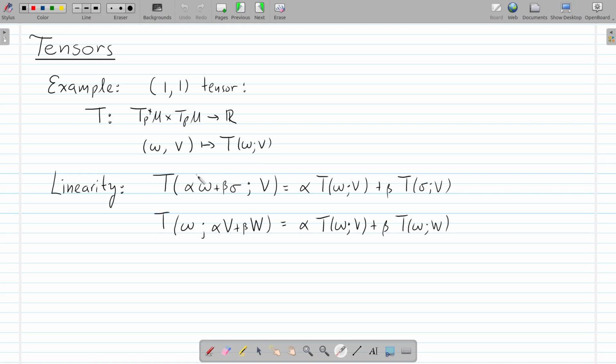The linearity of this map is defined by those two relations here. So when on the first slot we put the linear combination of any two one forms, omega and sigma, the right-hand side should be a linear combination of the actions of T on omega and sigma separately. And it should be linear with respect to the second slot. So when T is acting on a linear combination of any two vectors v and w, then the result should be the linear combination of the separate actions of T on v and w.